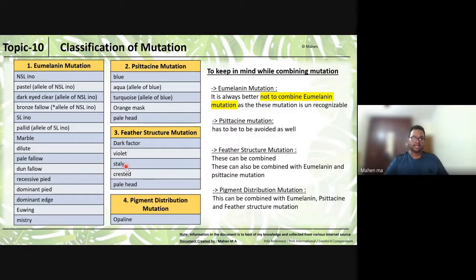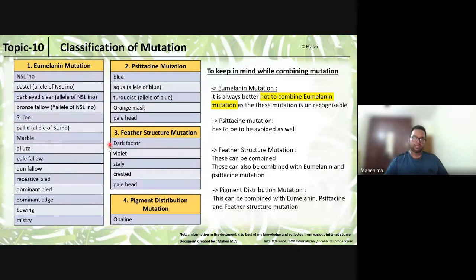We have dark factor, violet, stally, crested, and pale headed. So this can be combined. Okay, you can combine a dark factor with violet. You can also combine two dark factors or two violet factors with each other, and you will really get a good bird. For example, you take a DD blue bird and have one violet factor in it. This bird will really look good. Okay, so this combination is possible, and these can also be combined with eumelanin and citizen mutation.